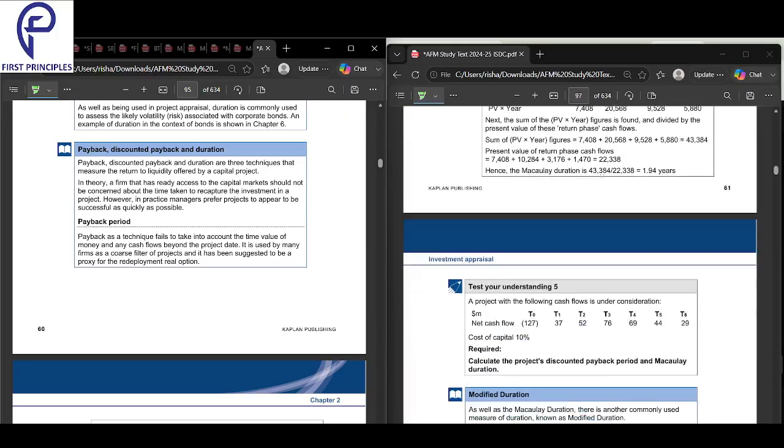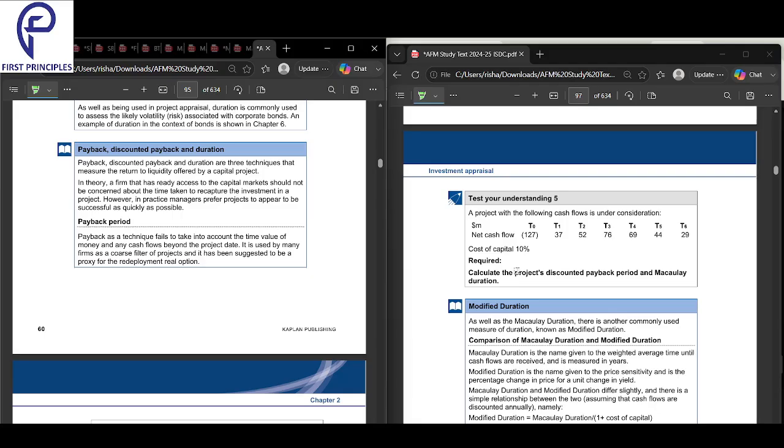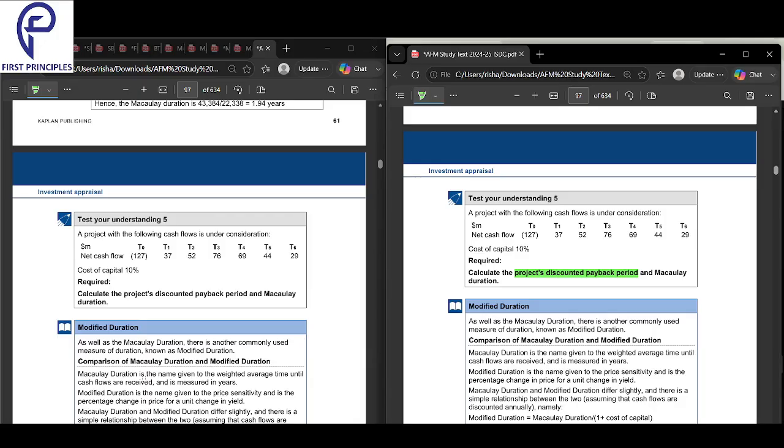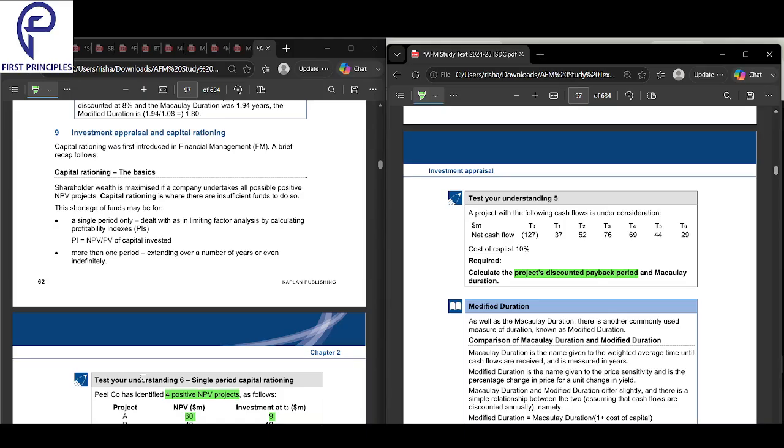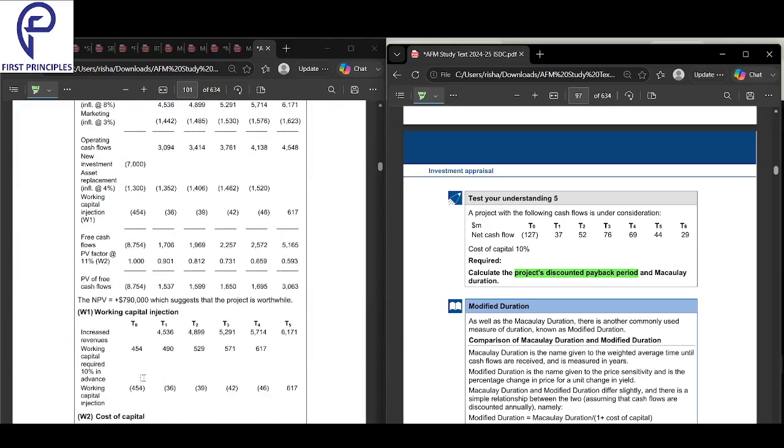We had one payback question, I remember. Yes. Calculate the project's discounted payback period and the Macaulay duration. So let's just finish the payback period part here. For the payback, first we will need the discounted cash flows. So all the cash flows we'll first discount using the interest rate of 10% for 1 year, 10% for 2 years, 10% for 3 years.